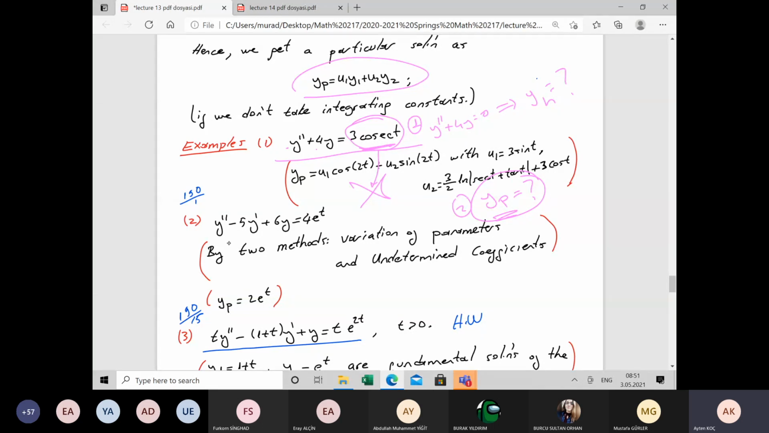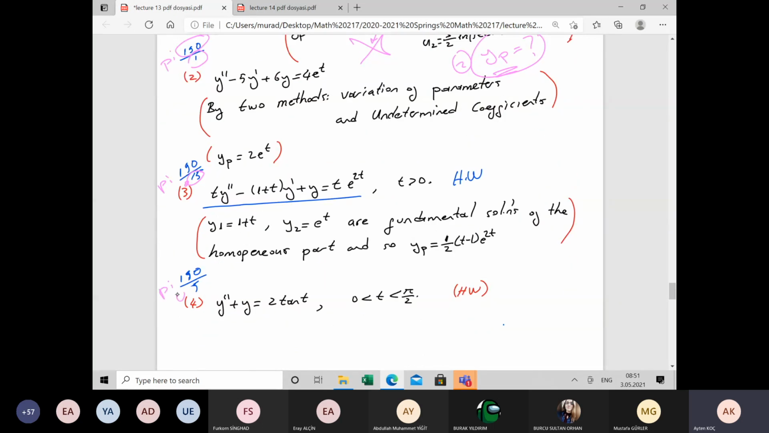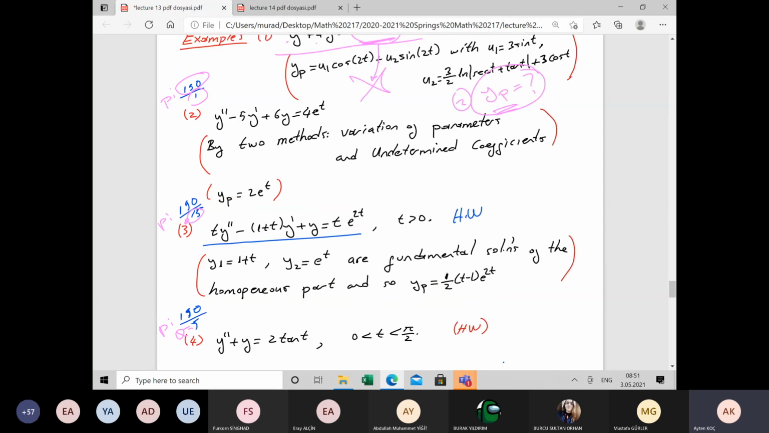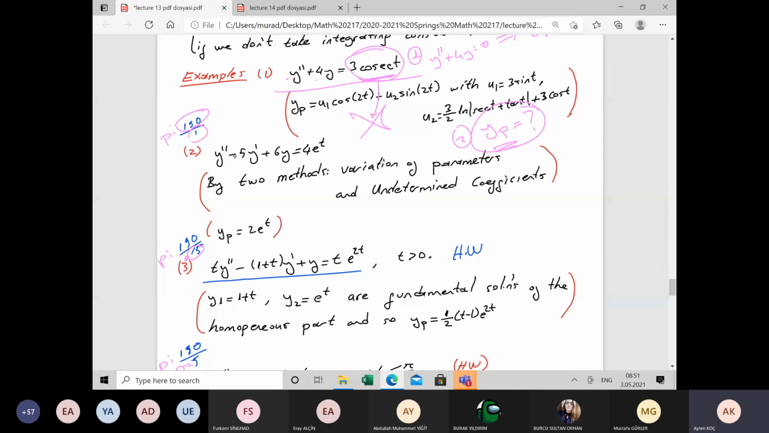The next question, this one is question 1, page number, and also question 5, and the last one. The next question, y double prime minus 5y prime plus 6y is equal to this one. The right hand side is an exponential, so we can use the undetermined coefficients method or variation of parameters to find the particular solution.